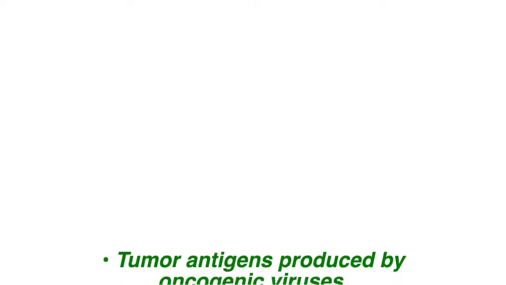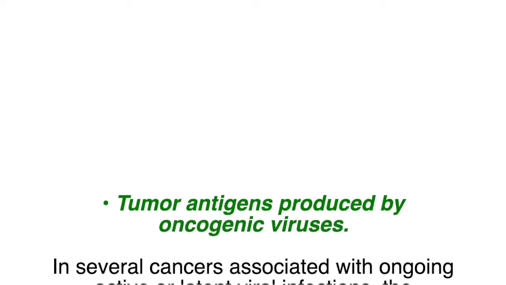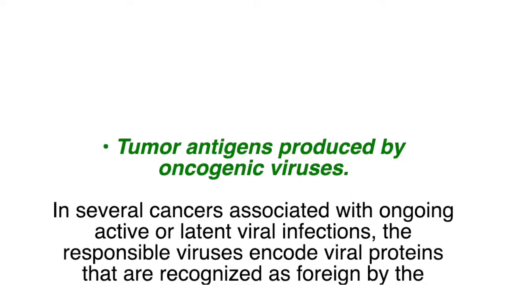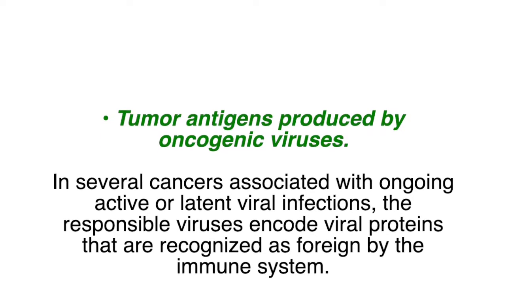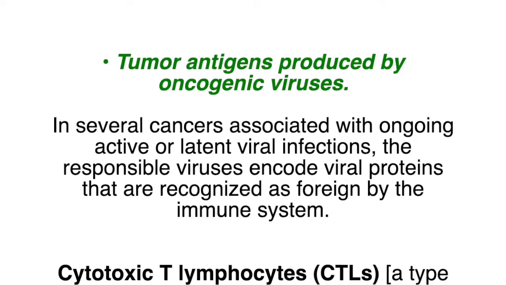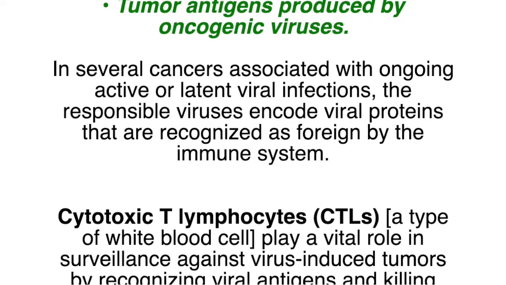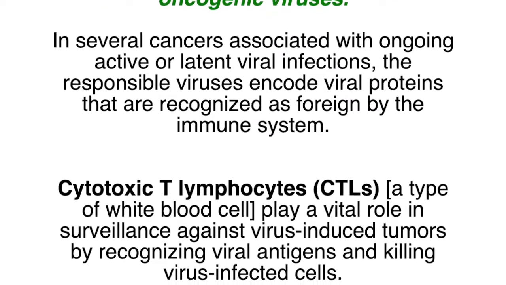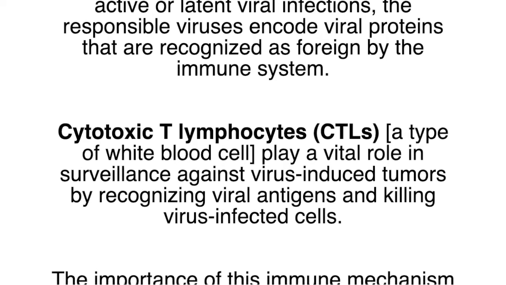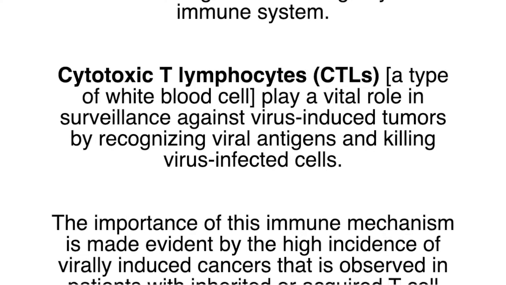Tumor antigens produced by oncogenic viruses. In several cancers associated with ongoing active or latent viral infections, the responsible viruses encode viral proteins that are recognized as foreign by the immune system. Cytotoxic T lymphocytes, CTLs, a type of white blood cell, play a vital role in surveillance against virus-induced tumors by recognizing viral antigens and killing virus-infected cells.